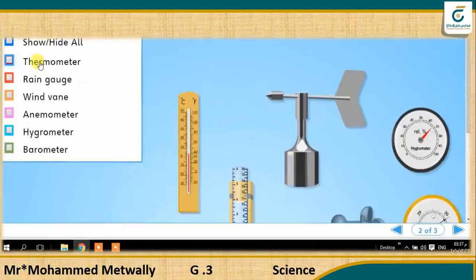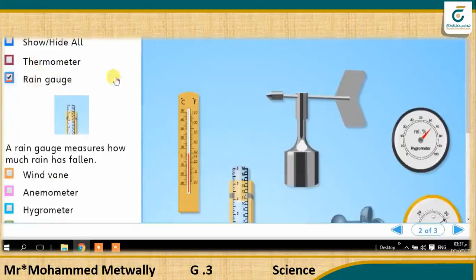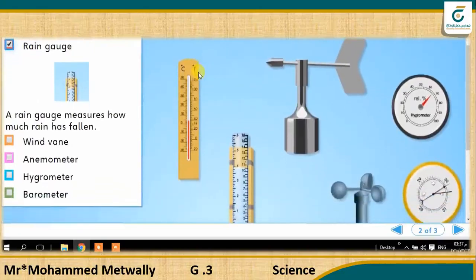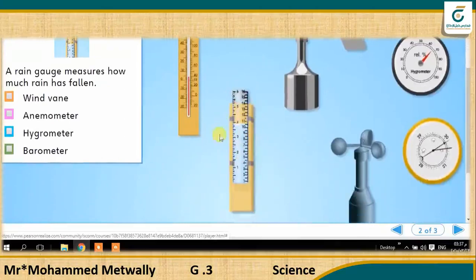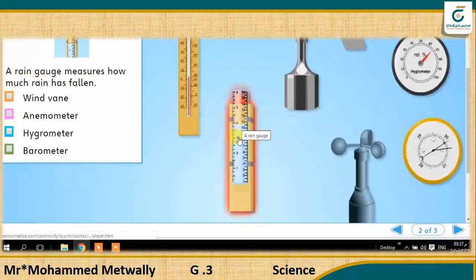Turning to another tool, which is the rain gauge. This is the rain gauge. We will take in detail the definition of the rain gauge and how it works. The rain gauge measures how much rain has fallen. So scientists measure the rain level on the earth by using a rain gauge. This rain gauge looks like a ruler, but it is in fact something like a ruler.